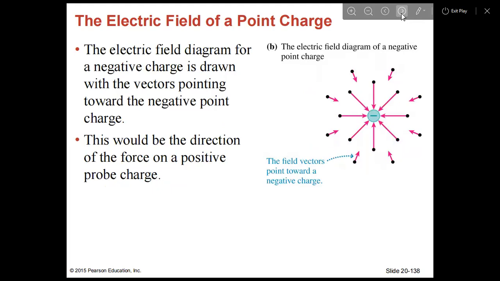And for the negative one, the electric field diagram for a negative charge is drawn with the vectors pointing toward the negative charge. This is the toward, and for the proton, away from the positive charge. This would be the direction of the force on a positive probe charge.